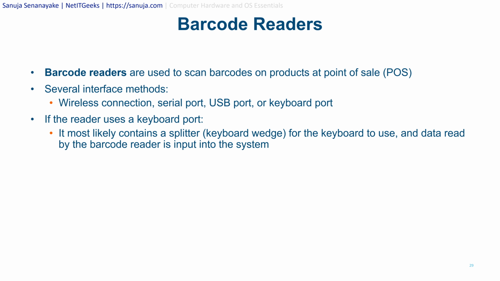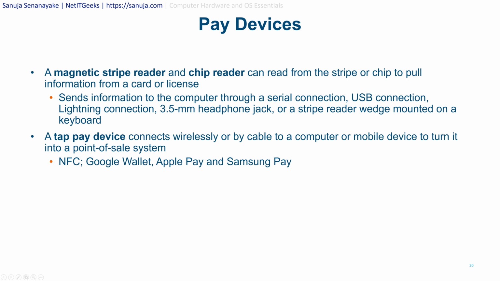If the reader uses a keyboard port, it most likely contains a splitter. Basically a keyboard wedge type splitter for keyboard use, and the data read by the barcode reader is the input into the system. So it uses the same keyboard connection, either USB or PS2 or some other connector, but then you have a splitter where you connect the barcode reader. That's how they use it in markets and supermarkets, etc.